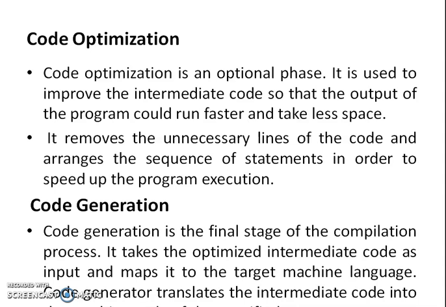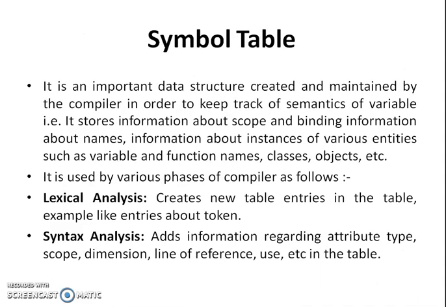So these are the different phases of a compiler. The next is the symbol table. As I have already told you, the symbol table is a data structure that is maintained throughout all the phases of a compiler. In the lexical analyzer, it stores the details of all the tokens and lexemes. It creates a table and stores all the entries in the table.